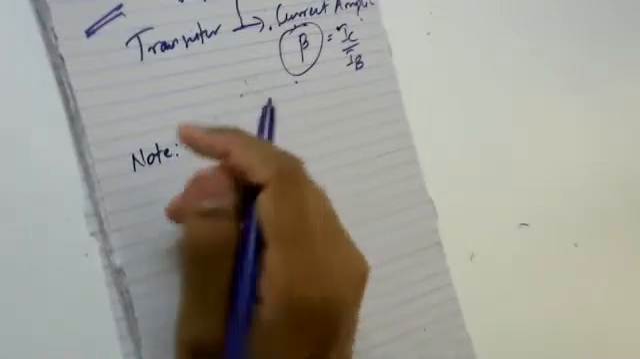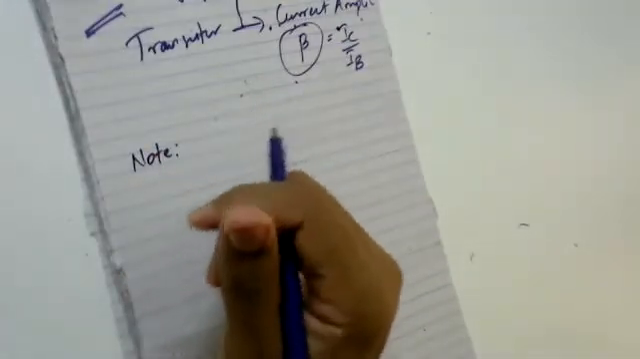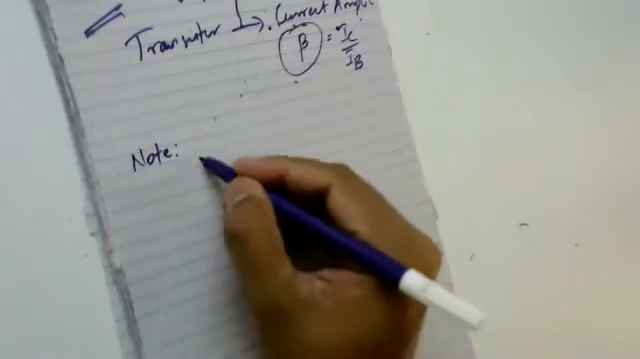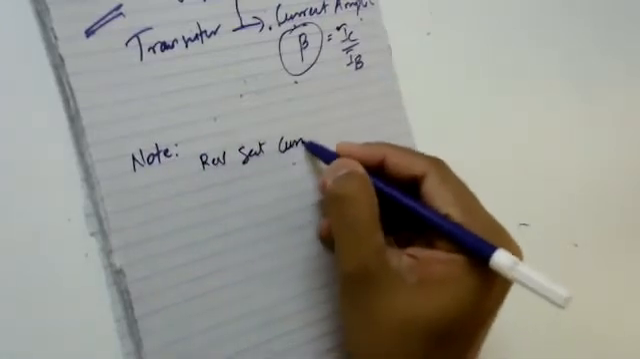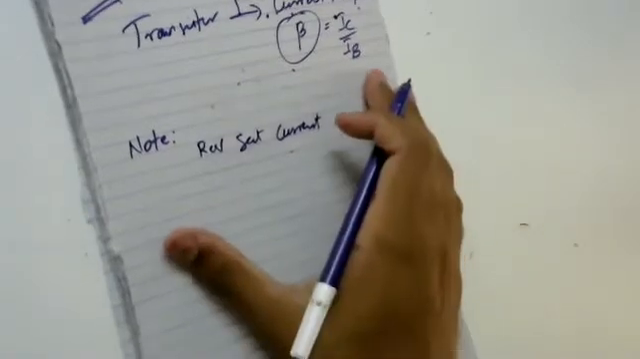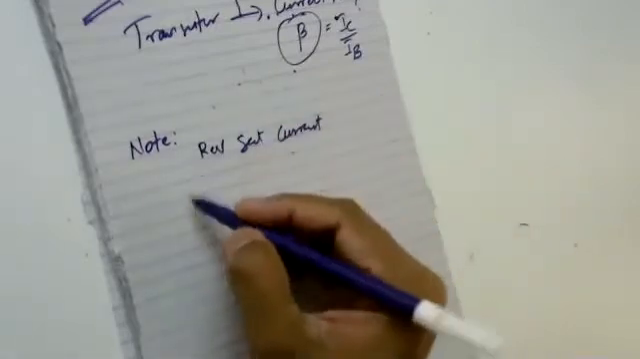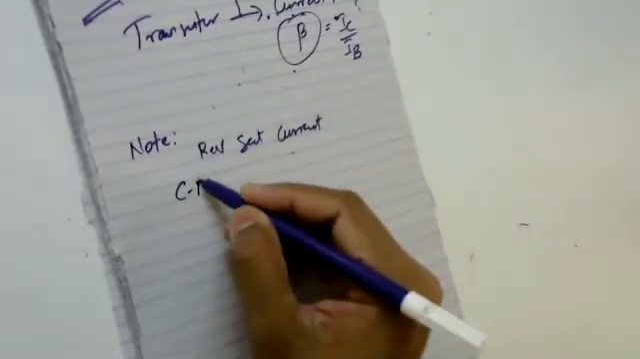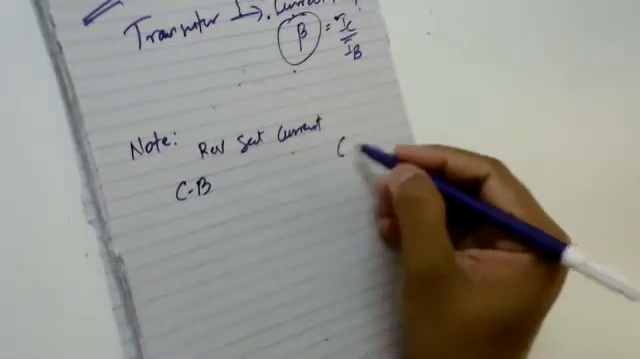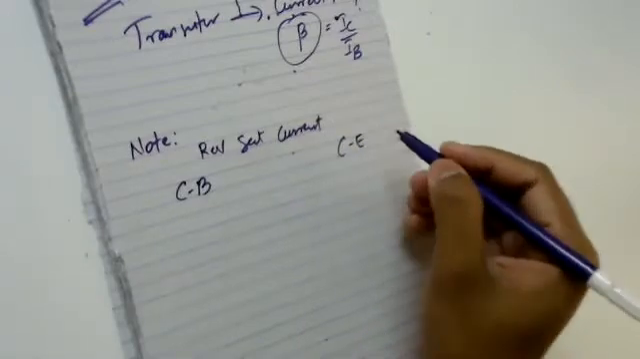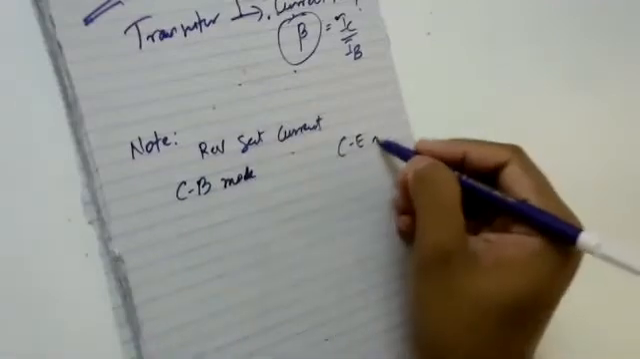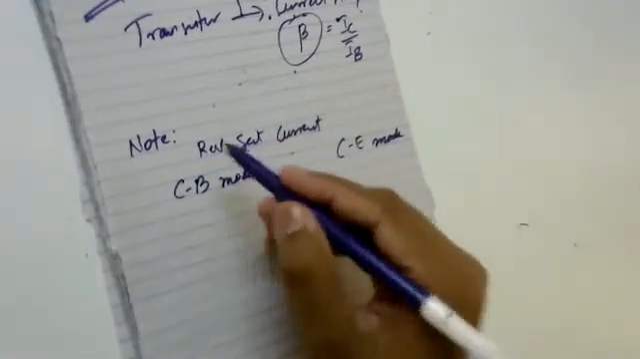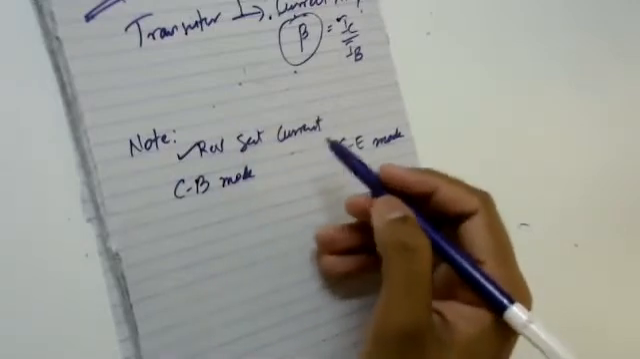Now I want to talk about the reverse saturation current. I want to have a good comparison between what is happening in the CB mode, that is common base mode, and the CE mode, common emitter mode. So this is my CB mode and this is my CE mode. I want to talk on the parameter of reverse saturation current.